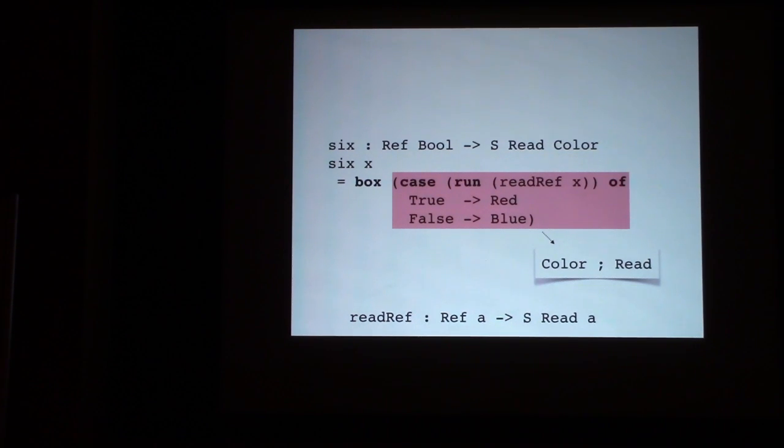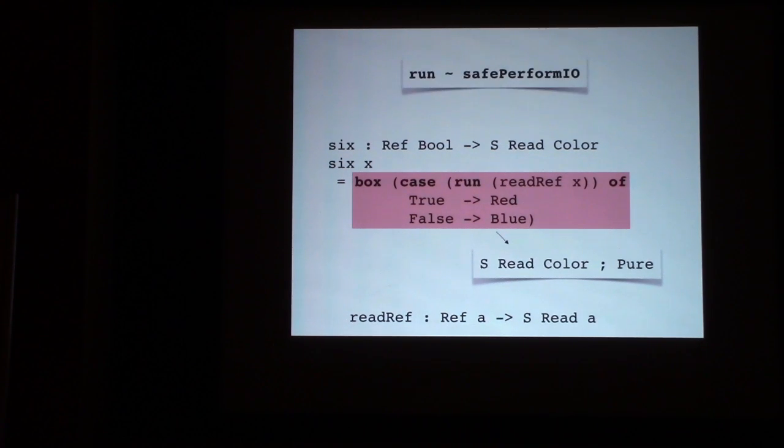And then finally the box keyword takes this effectful expression and boxes it back up into a suspension. So now I have a value which is a suspended computation which will perform a read effect when I run it and return a value of type Color. And the thing is pure again. So what is this run thing? Run is safe performIO. That's what run means. So unsafePerformIO, of type IO A to A, is unsafe because when you apply it, the type system forgets about the fact that the expression had an I/O effect. That's why unsafePerformIO is unsafe.